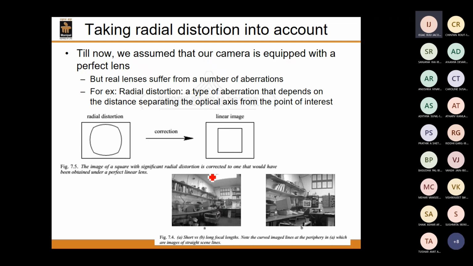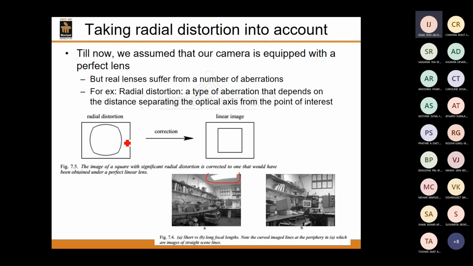Or if you look at this particular light, we know it is a light in the ceiling and it's supposed to be a rectangular shape, but because of the radial distortion we see that it gets a curved shape.